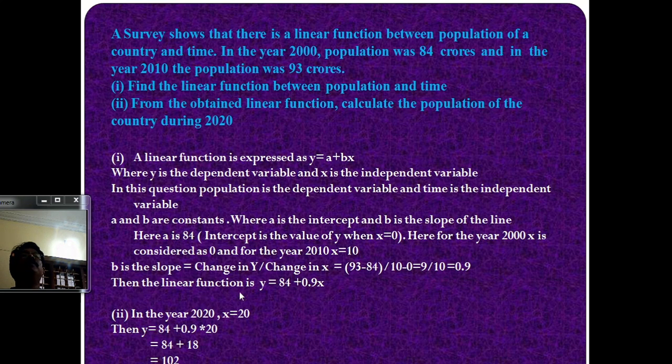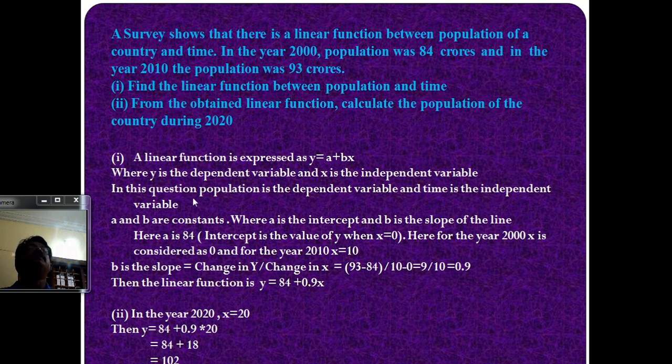So what is the linear function? Substitute the values: y is equal to a, which is 84, plus b, which is 0.9, times x. So the linear function is y is equal to 84 plus 0.9x. So the first question is answered.